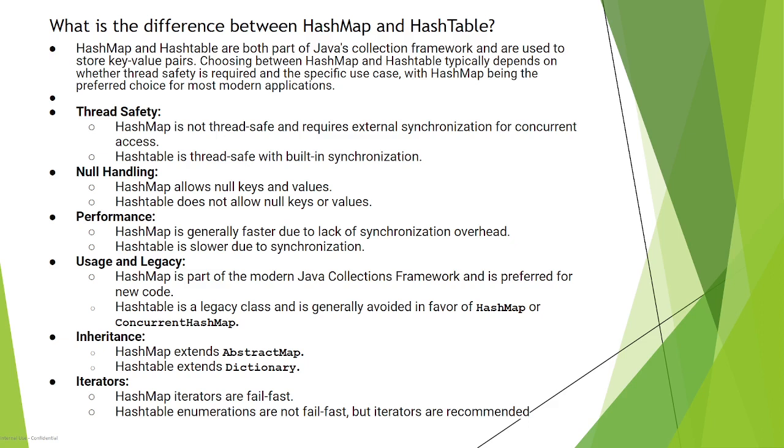Inheritance: hash map extends abstract map, hash table extends dictionary. Iterators: hash map iterators are fail-fast. Hash table enumerators are not fail-fast, but iterators are recommended. So we'll move to the next question.